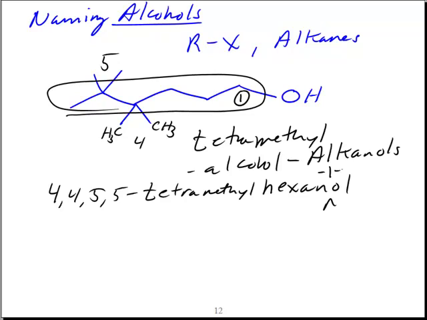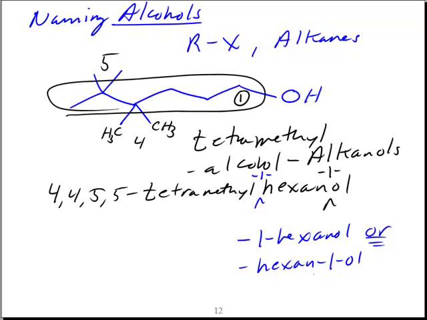Now we might want to put in, between the hexane prefix and the all suffix of an alcohol, the number on which that alcohol is positioned. If it's on the first carbon, that number is superfluous. Alternatively, we can put that number in front of the hexanol, like this. So this box at the end can be either a 1-hexanol, or it can be a hexane 1-ol. Notice we drop the vowels so that we don't have two vowels together, and that would change the sound of the name.